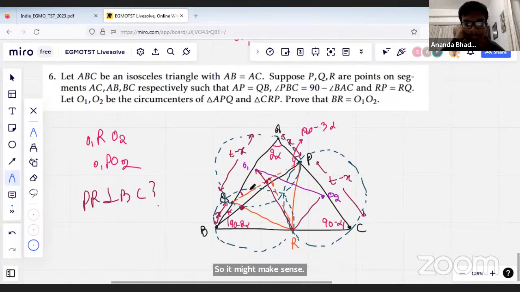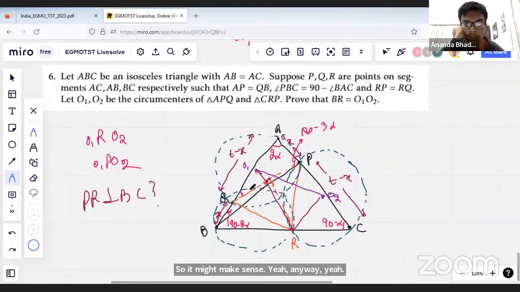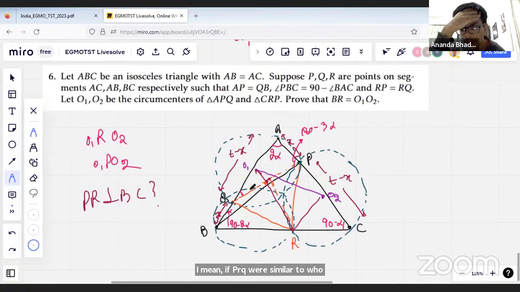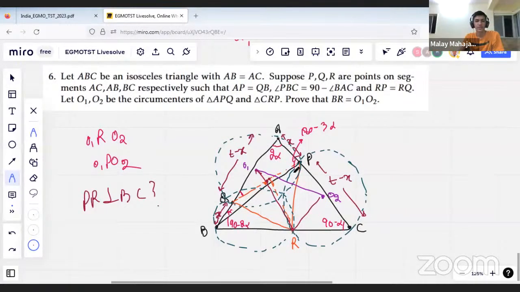This diagram is not accurate. If PRQ were similar to ABC, in that case the Miquel point should lie on BP. Your voice is breaking. Is my voice breaking or is Pranav's? Pranav's. Okay.